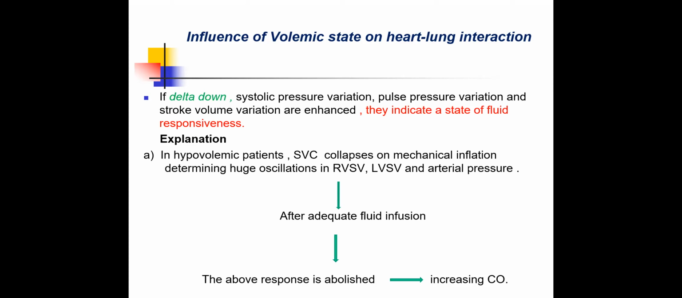In hypovolemic patients, the SVC, the superior vena cava, collapses on mechanical infusion, determining huge oscillations in the right ventricular stroke volume and left ventricular stroke volume and arterial pressure. After adequate fluid infusion, the above response is abolished, leading to increase in the cardiac output.